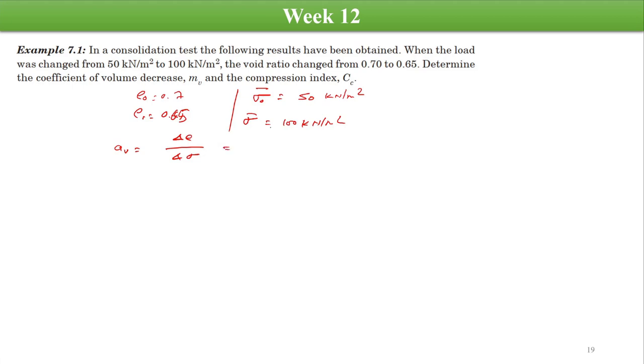Okay. And if we ignore the sign, then we'll obtain 0.7 minus 0.65, that will be divided by 100 minus 50. So if we calculate it further, then 0.7 minus 0.65 is going to be 0.05, to be divided by 50. Solving it further, we will get 0.05 divided by 50, which is 0.001 meter square per kilonewton, right? Because the unit of sigma is kilonewton per meter square.